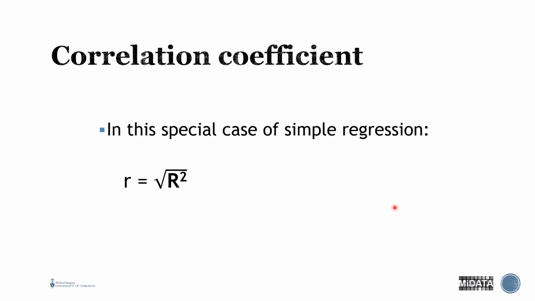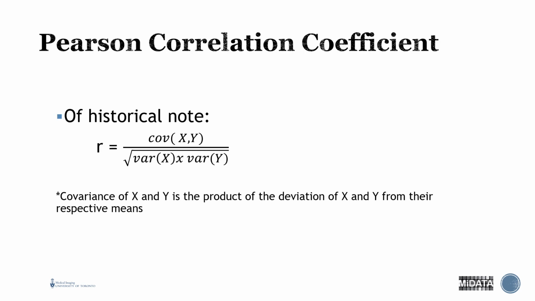The correlation coefficient, now here's a little tricky one. In the special case of simple regression, R, your coefficient of correlation, is going to be equal to the square root of your coefficient of determination, R square. But remember, this is only valid when you have simple regression, which means one single predictor to a single outcome. And that's because it's equivalent to Pearson's correlation coefficient. Now you'll remember from previous lectures that the Pearson correlation coefficient, R, is equal to the covariance of x and y over the square root of the product of variance of x and y.